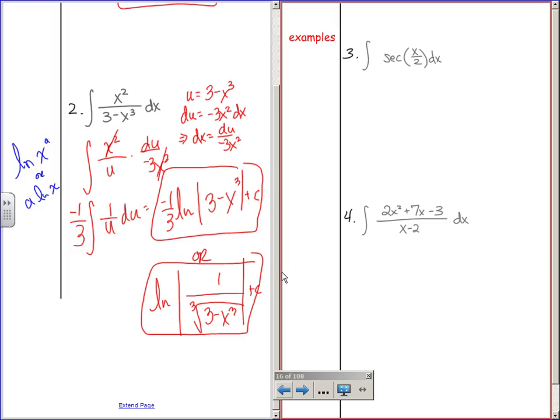x over 2. Pause. Oh, but I don't want to know who are you. Although that's a very good question to ponder. But who is u? u equals x over 2. du. That's so annoying. I have to do quotient rule. Bottom to top minus top to bottom all over bottom squared.